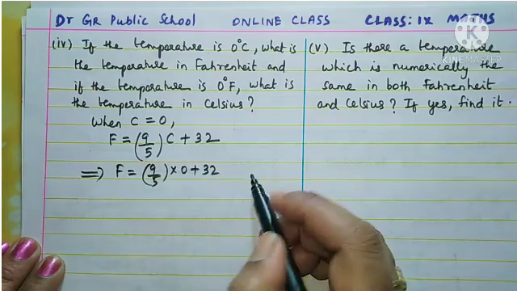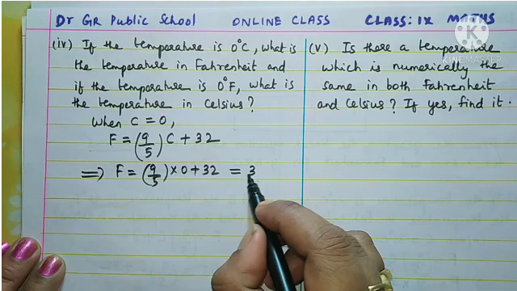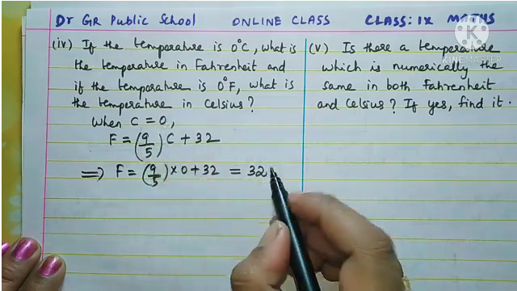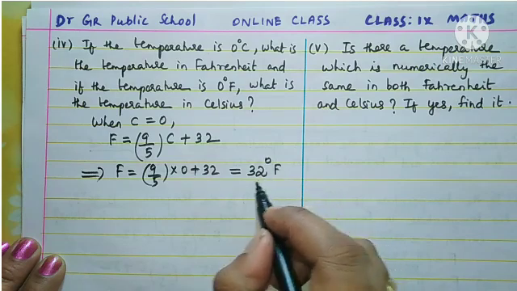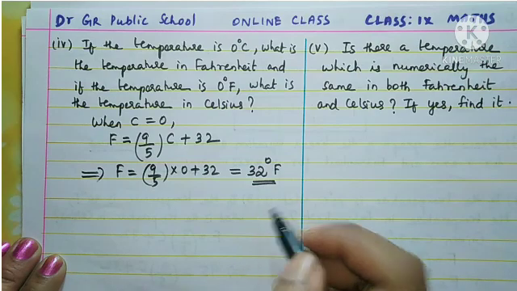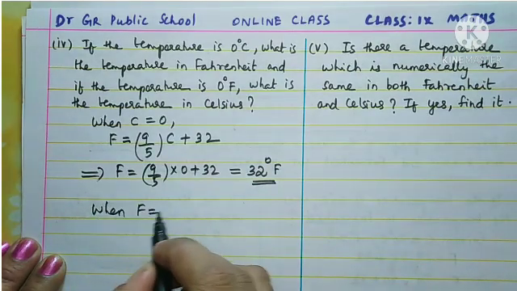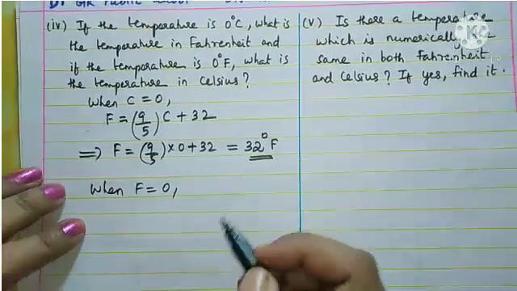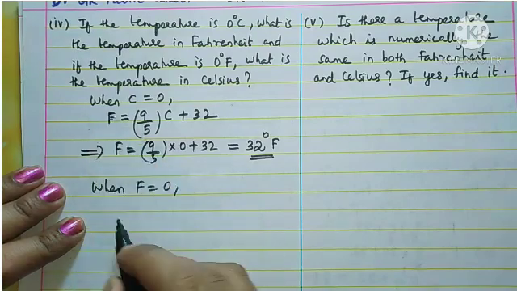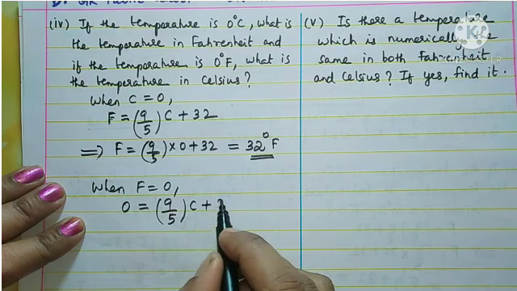This we already found when we drew the graph. What answer did you get? 32. So when C is equal to 0, the Fahrenheit scale is 32 degrees Fahrenheit. Understood? Now we can find the other one, when F equal to 0. When F is equal to 0, what happens? Put it in the same relation. Left hand side is F. So 0 equal to 9 by 5 of C plus 32.